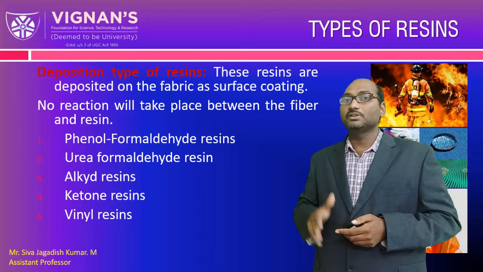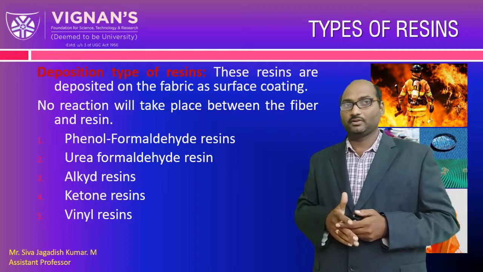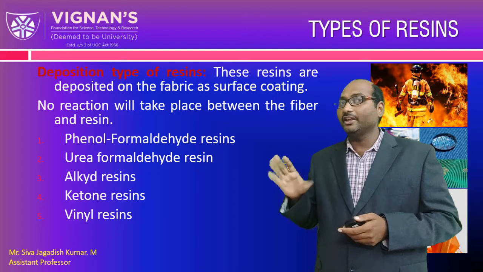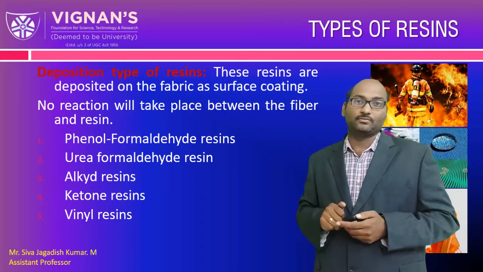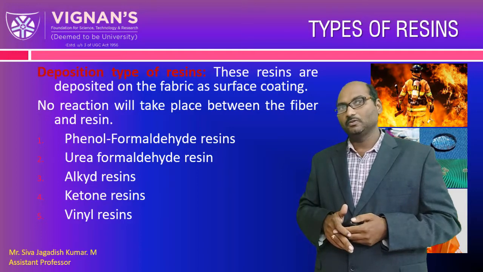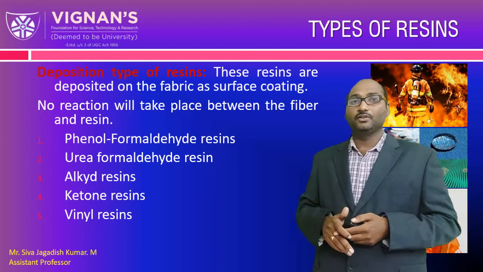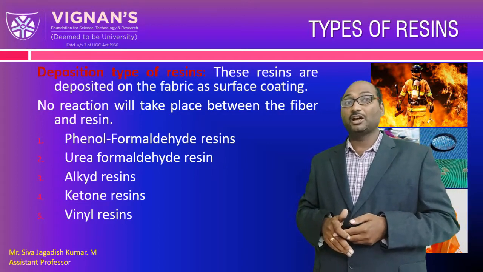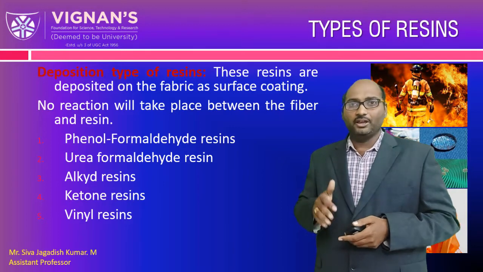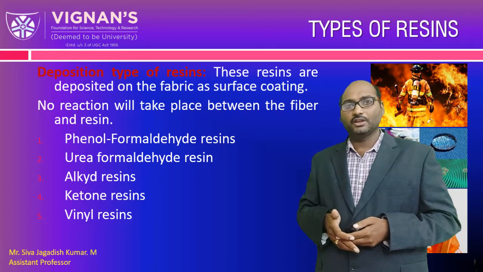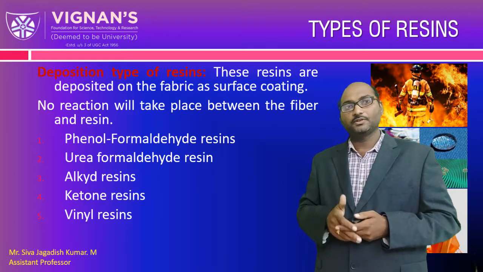What happens is it will be deposited on the surface, and no reaction will take place between the fiber and resin. This is one type of resin. These are phenol formaldehyde resins, urea formaldehyde resins, alkyd resins, ketone resins, and vinyl resins, like vinyl print, which we have discussed earlier.